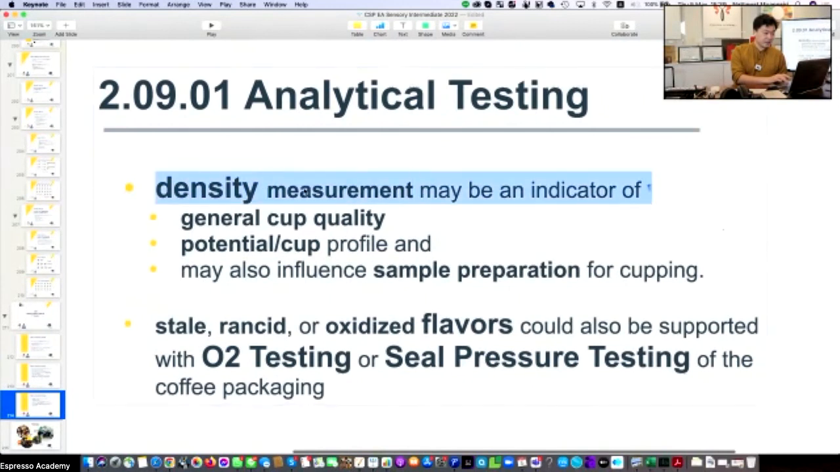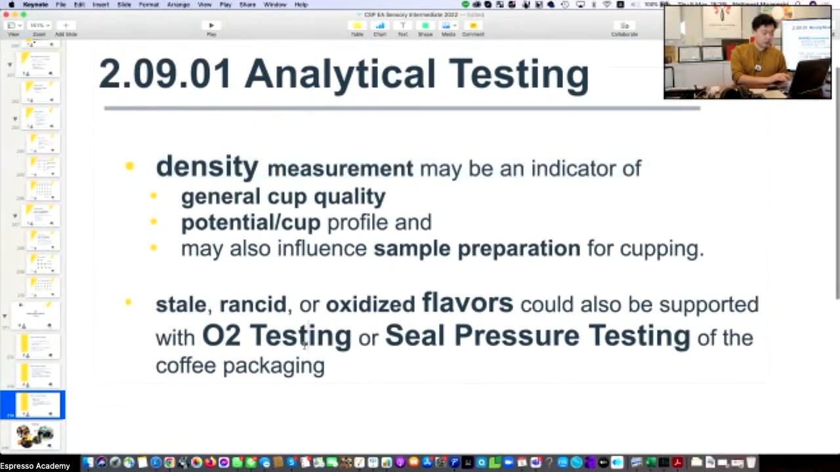Then analytical tests, such as density measures. This is very expensive, and they can reveal stale, rancid, and oxidized coffee. Sometimes the coffee is too old, so how do you know? Well, we did an O2 test, and there's a lot of oxygen in your bag of coffee. This means there's too much oxidation in your coffee, so that's why your coffee tastes old, rancid, and stale. Okay? So that is one way to do it.